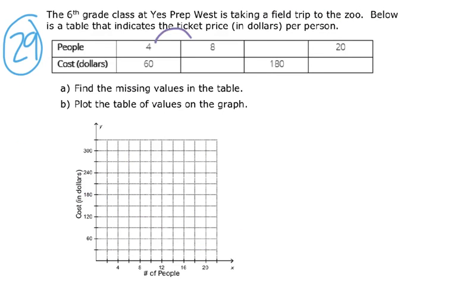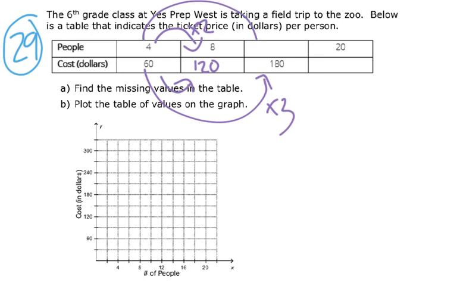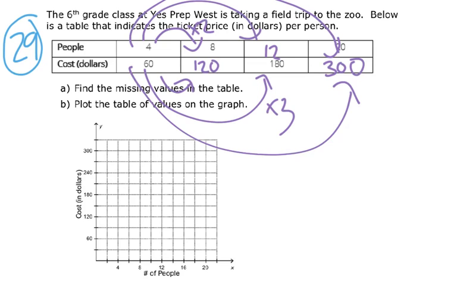Okay, another ratio table. 4 times 2 is 8. 60 times 2 is 120. 60 times 3 is 180. So 4 times 3 gives us 12 right there. 4 times 5 equals 20. And 60 times 5 equals 300. We then have to take those points down and plot them. 4 and 60, 8 and 120, 12 and 180, and 20 and 300.